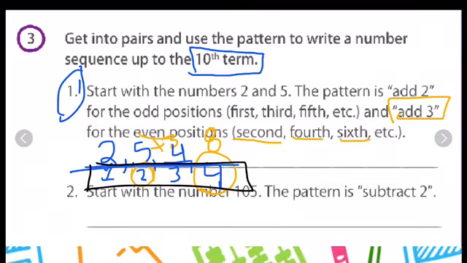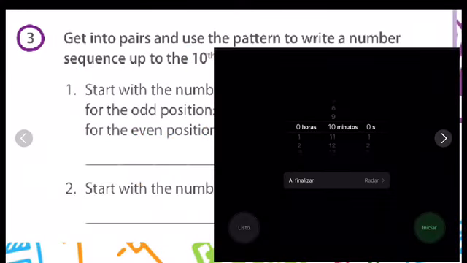So now I will give you for this activity 10 minutes. Try to do it. Analyze it like I just helped you a little bit, and you're going to do number 2 also. You do number 1 and number 2. Number 2, you start by number 105 and you subtract only 2. That's a little bit more easy. So for this activity, I will give you 10 minutes. Starting now.